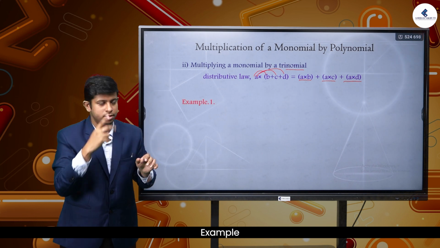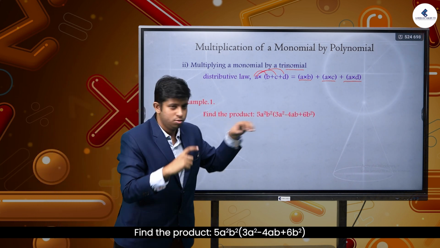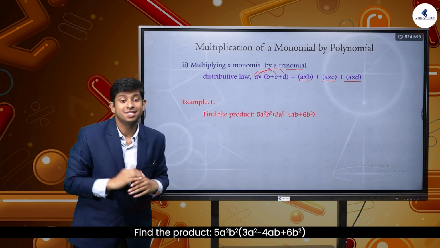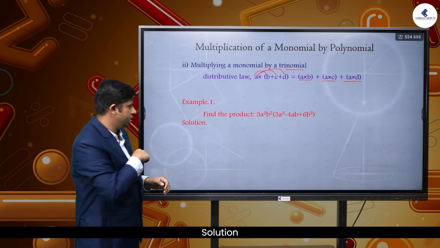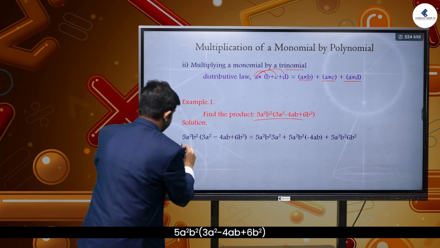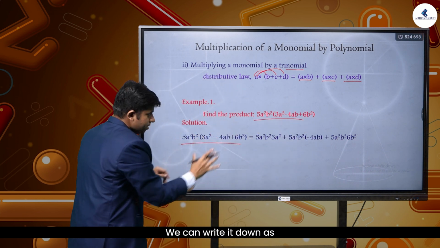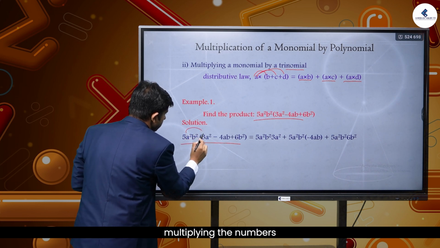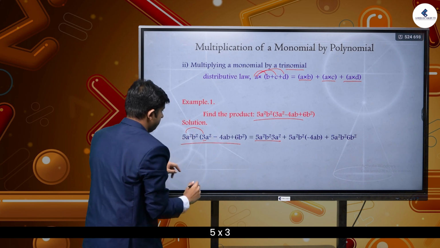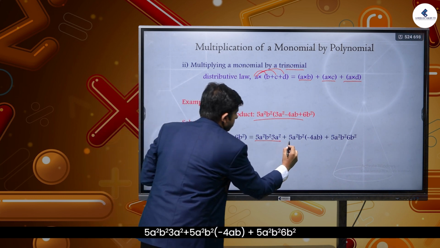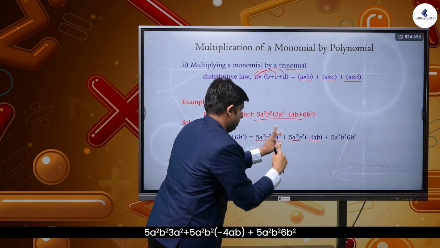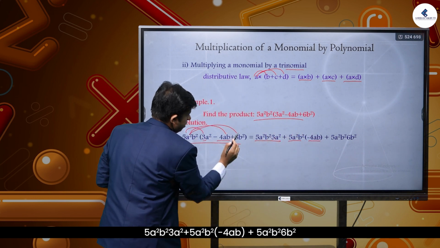Example: find the product of 5a square b square and 3a square minus 4ab plus 6b square. Solution: 5a square b square into (3a square minus 4ab plus 6b square), we can write it down as 5 into 3 a square b square a square plus 5a square b square into minus 4ab plus 5a square b square into 6b square.